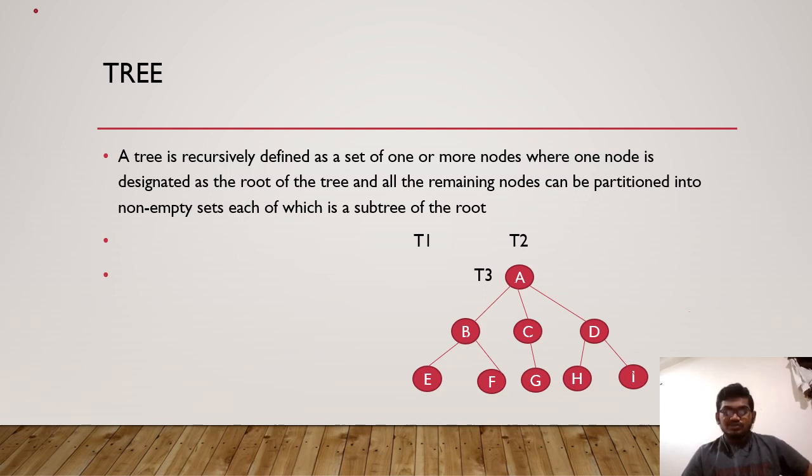Here A is the root node, and B, E, F, C, G, D, H are our other nodes. Here B, C, D are child nodes of root node A. The tree can be divided into three subtrees: T1, T2, T3.